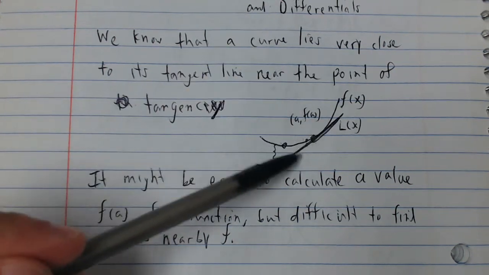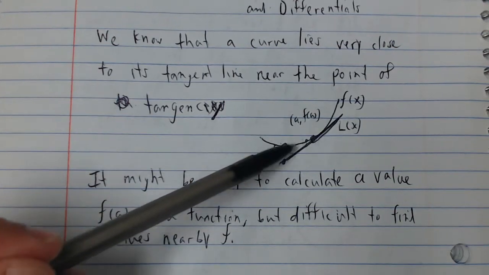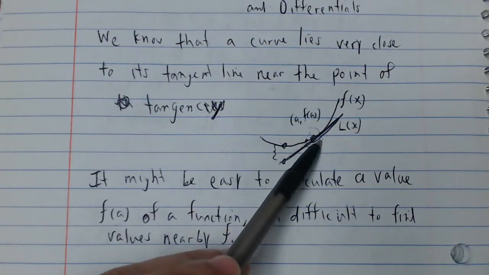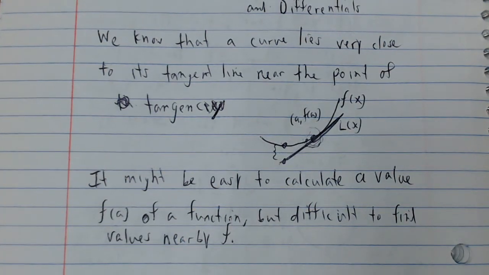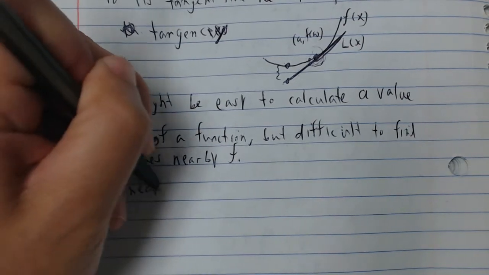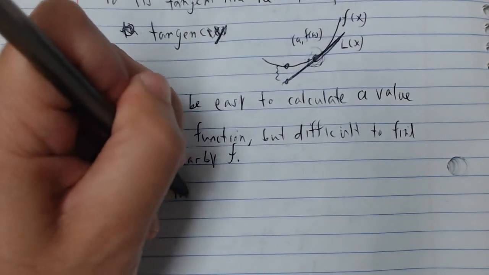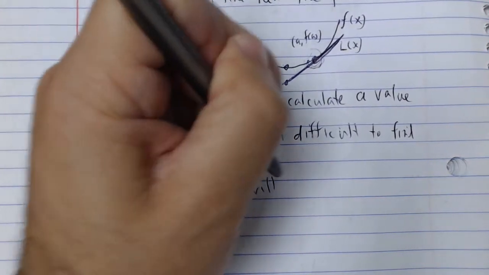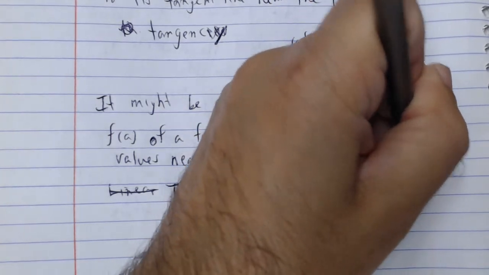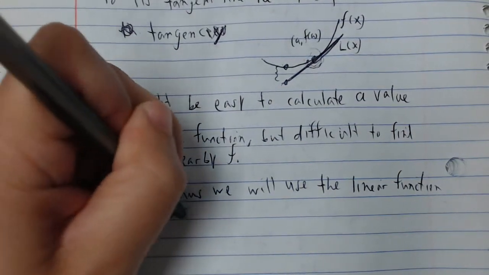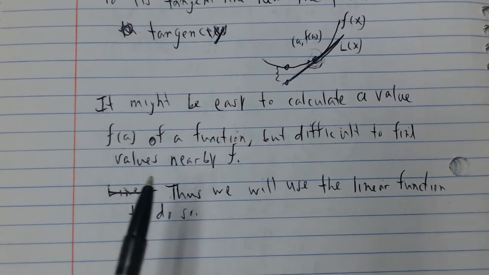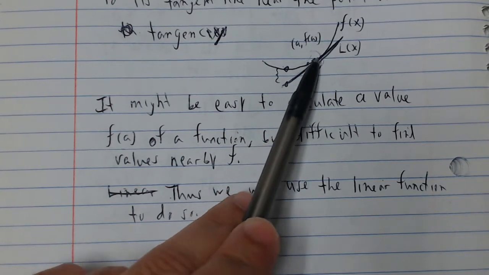So this is a really interesting idea, the way that we're grabbing a line and saying, look, this line is very similar to f(x) as long as I'm very close to the point of tangency. Like the circle I made right here in this region, this line acts like the function f, so we could use the y values of the line to approximate f. Thus we will use the linear function to do so. As I was saying, we're going to use the linear function to find the y values of f nearby. Remember what we're claiming here: this line is an approximation of this function as long as I'm close to the point of tangency.